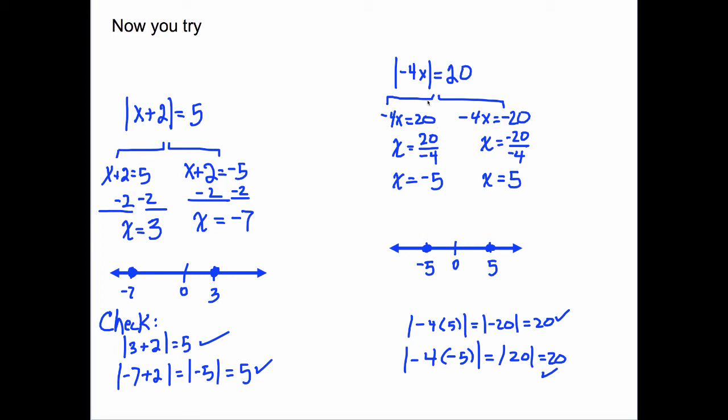On this one, we split this problem, the absolute value of negative 4x equals 20, into negative 4x equals 20 and negative 4x equals negative 20. We divide each side by negative 4, getting x equals negative 5 here, x equals 5 here. There are the solutions, and here's the check.